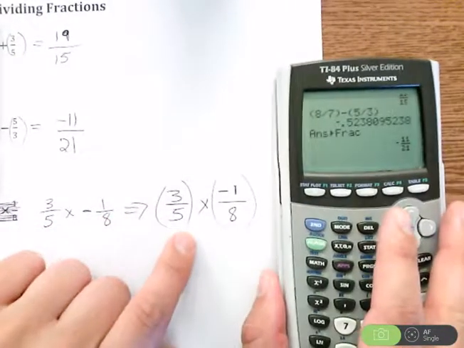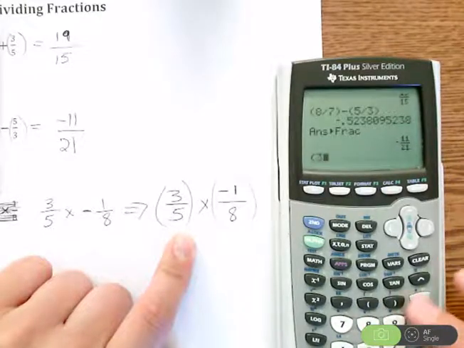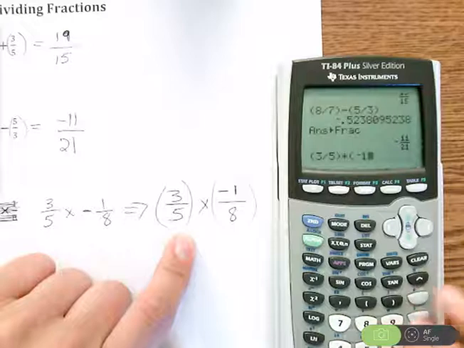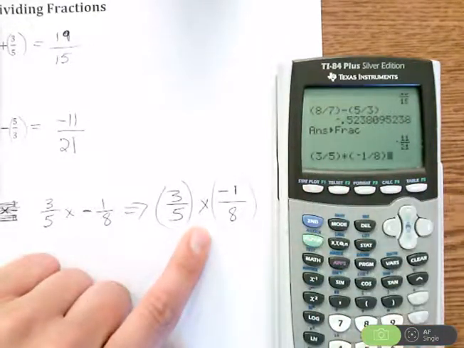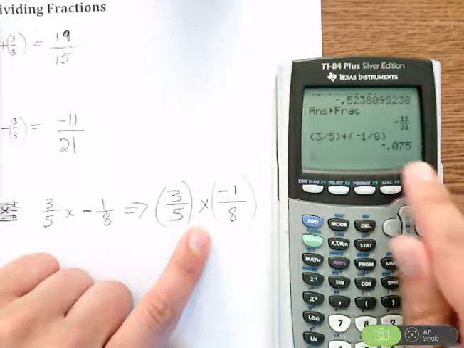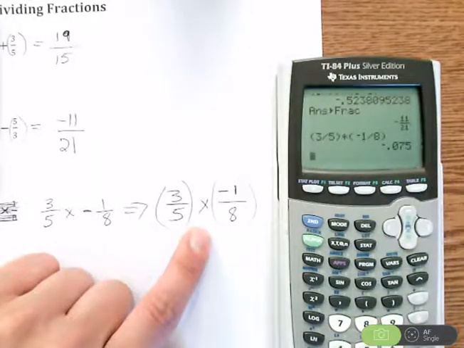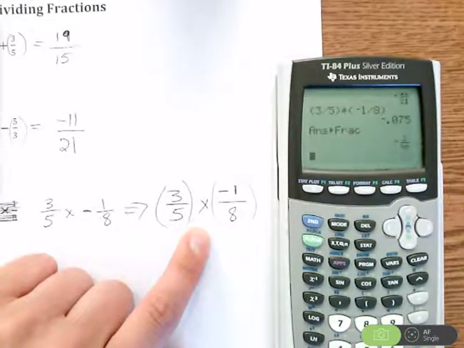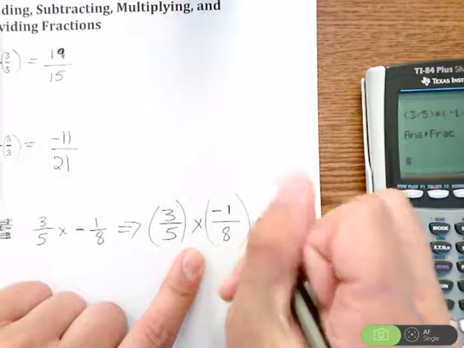So I'm going to type everything into my calculator. Parentheses, 3 divided by 5, parentheses, times, parentheses, negative 1 divided by 8, parentheses. What I have in my calculator matches what's here. Hit enter, and I get another decimal. So I need to change this over to the fraction. Math, frac, first option, and I get negative 3 over 40.